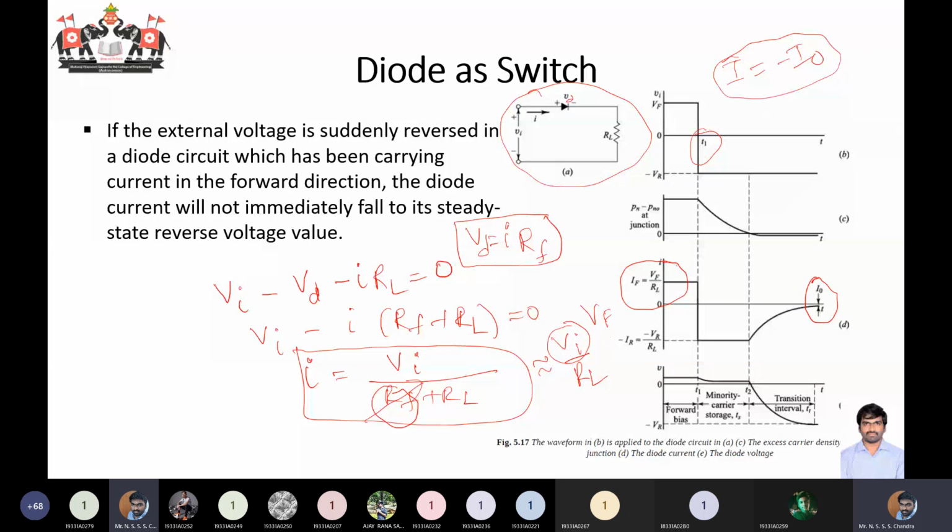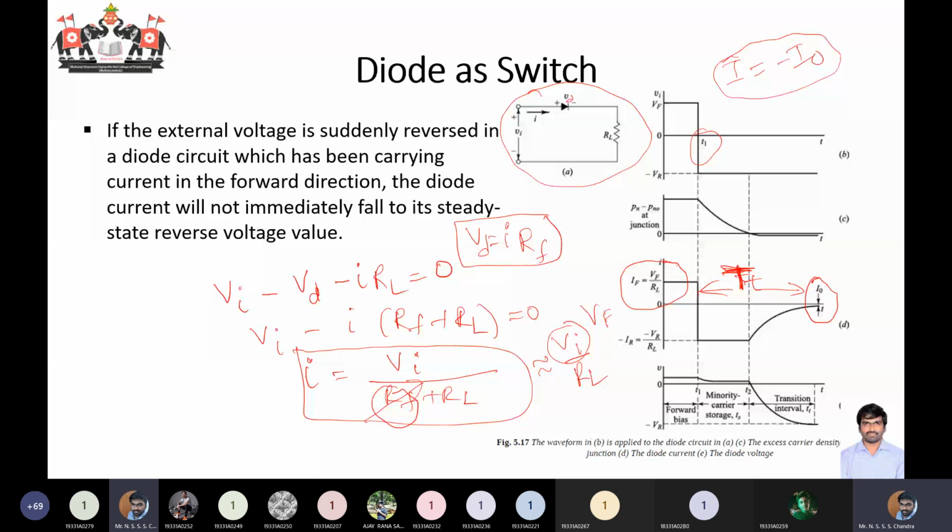So it should have changed instantaneously, but however, this change is not instantaneous. It takes some duration. In this diagram you can see that instead of suddenly changing from Vf by RL to minus I naught, it is taking some time. This much duration of time it is taking, it's lagging, before it reaches the reverse bias current minus I naught. That's what we'll be studying in today's class. We have two components of this time: one we'll call the storage time, and the other the transition time.